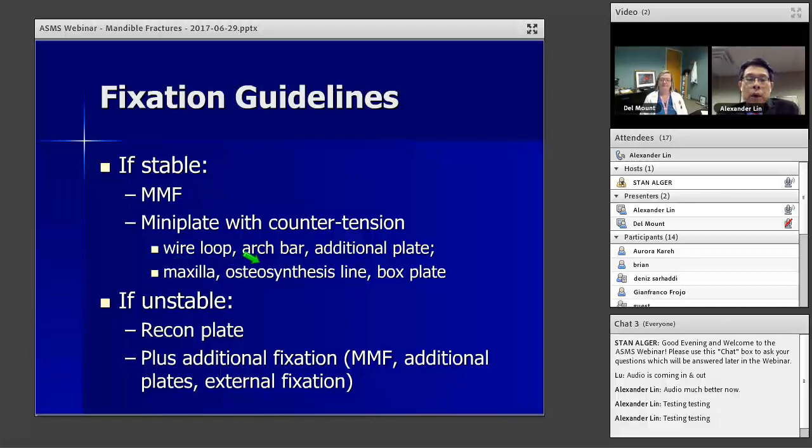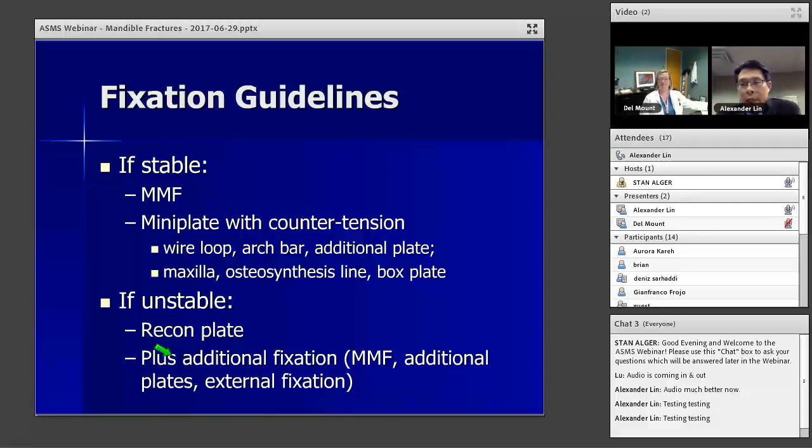That's one way to think about a Champy plate. A Champy plate is a single plate with no countertension because the osteosynthesis line is its own countertension. Now, if you have an unstable fracture, and that usually means a comminuted fracture, then you need to consider additional fixation, either multiple plates or a single recon plate, or a single recon plate with additional fixation, such as additional plates or an external fixator.